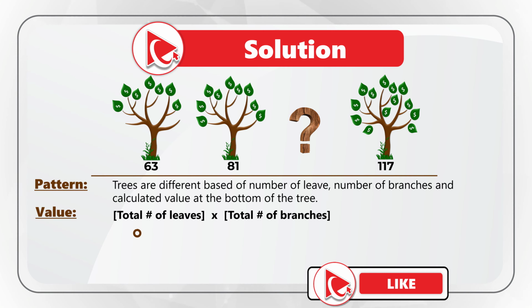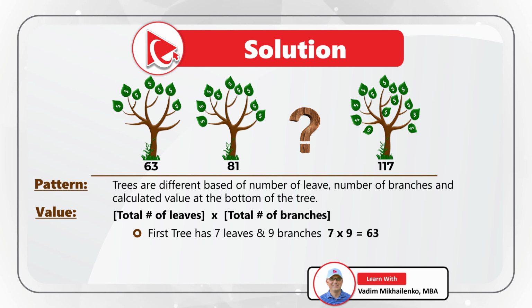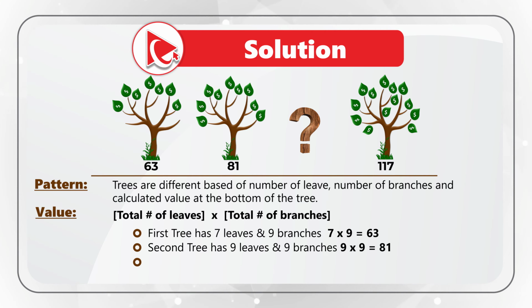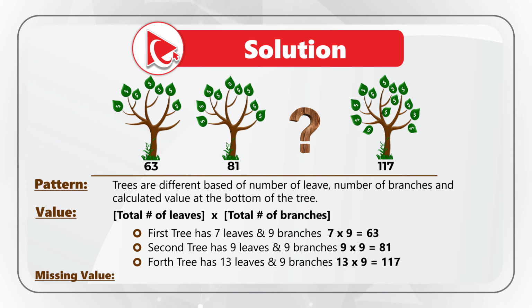For example, first tree has 7 leaves and 7 branches, and the number at the bottom is calculated as 7 by 9 equals 63. Second tree has 9 leaves and 9 branches, and 9 multiplied by 9 equals 81. Third tree is missing, but the fourth tree has 13 leaves and 9 branches, and 13 multiplied by 9 equals 117. So to calculate the missing value on the third tree, you need to multiply 11 leaves by 9 branches, and 11 multiplied by 9 equals 99.